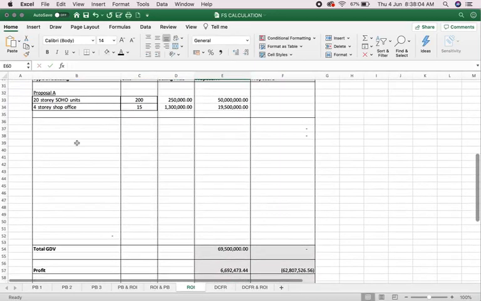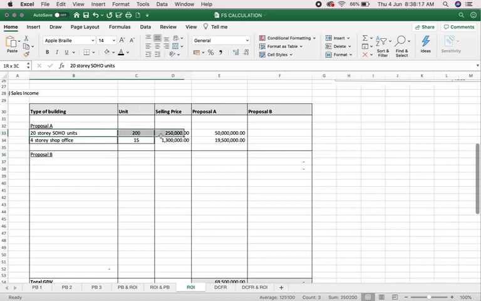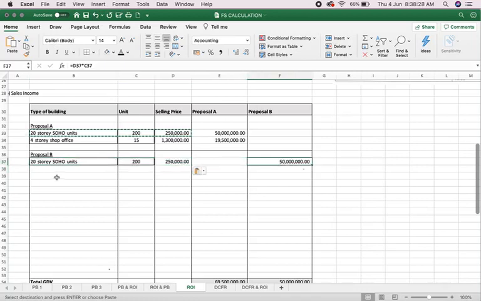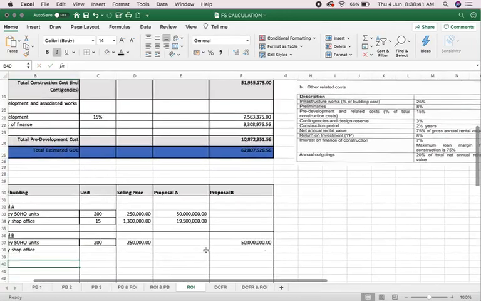Okay, now let's look into proposal B, where we sell the residential units. Again, just copy this. So you will get 50 million. And now the 4-story shop office, we have to get its annual rental value first.